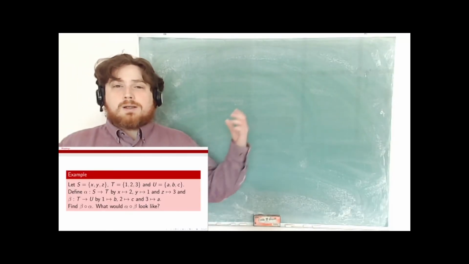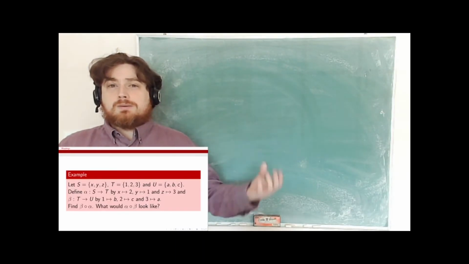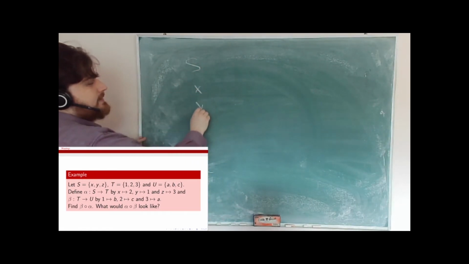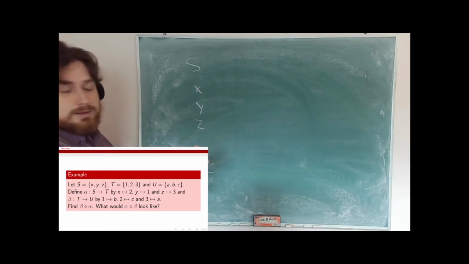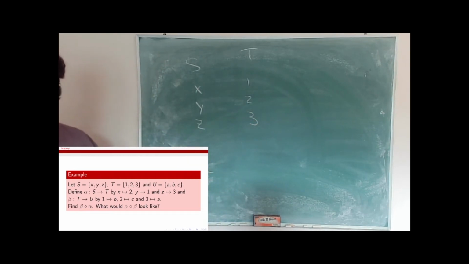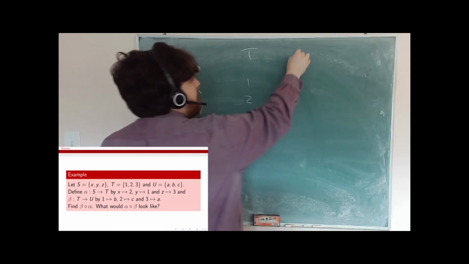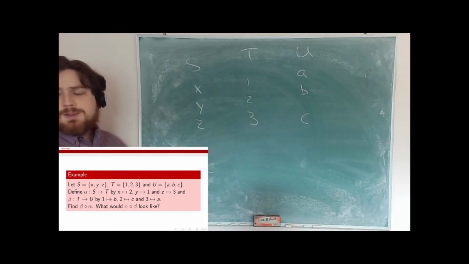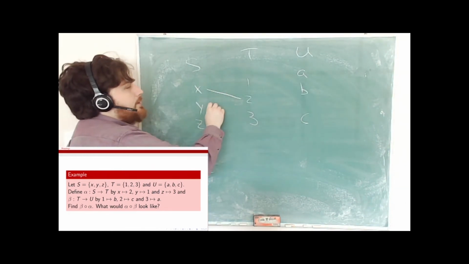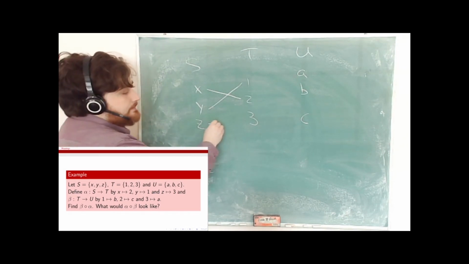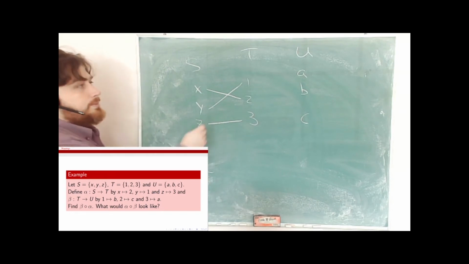All right, so now we're going to look at a composition of mappings, and we're going to do this graphically as well. So what I'm going to have here is the set S is equal to x, y, z. The set T is equal to 1, 2, 3. And the set U is equal to A, B, C. So if I look at what this mapping tells me to do, it tells me to send x to 2, y to 1, and z to 3. So this will be my mapping alpha.